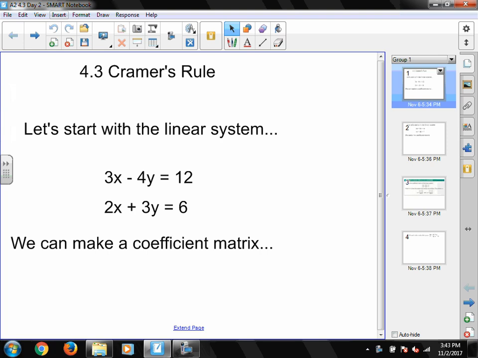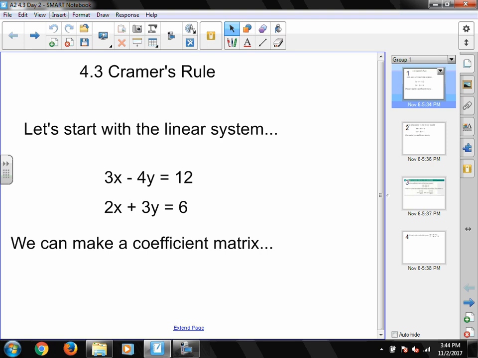Before we begin today, we're going to start with this system of equations that you guys have seen before. This is like what we worked with in Chapter 3. You would use substitution or elimination to solve this, and going from there, you would tell me where those two lines intersect. Cramer's rule is going to give us another way to do that, just another tool in our toolbox. But in order to do that, we need to make what's called a coefficient matrix.